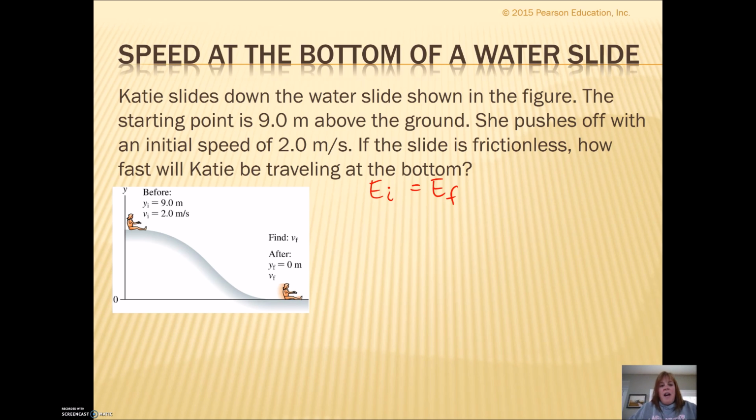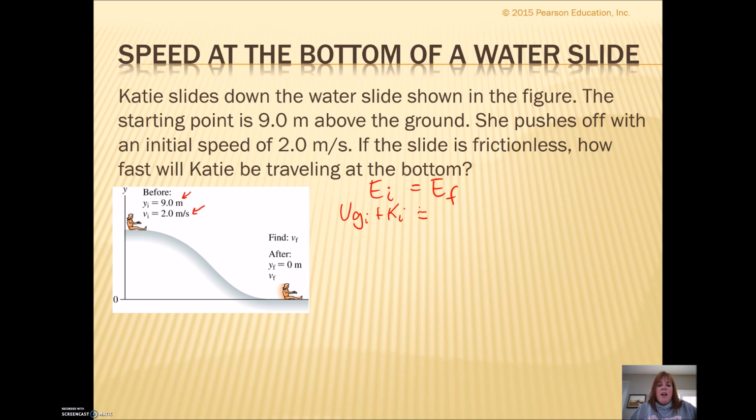For our initial condition, do we have height? Yes, according to this problem, we have height. We're 9 meters above the ground. So we're going to choose Katie and the Earth as our system. And so we're going to say that we start out with some initial gravitational potential energy. Do we have speed? Yes, Katie is traveling at 2 meters per second. So that means we have an initial kinetic energy. Do we have a spring? Nope, no spring. Do we have any work being done? No, I don't have any information about forces, so we're going to say there's no work being done. There's no friction, so I don't have work being done by friction in this case, and we put the Earth in the system, so gravitational potential energy is not outside of the system. So that's my initial energies.